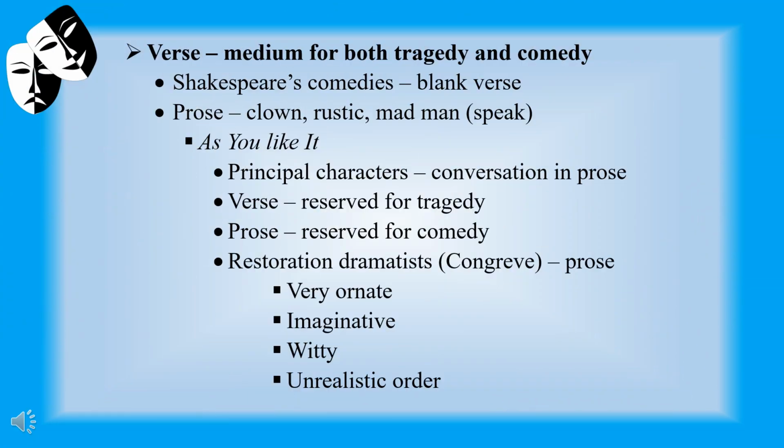Once, verse form, that is poetry, remained the medium for both tragedy and comedy. When it comes to Shakespeare's comedies, he writes in blank verse. Characters like the clown, the rustic, and the madman speak in prose. In As You Like It, you can see even the principal characters' conversations are in prose, and verse is reserved for tragedy and prose is reserved for comedy.